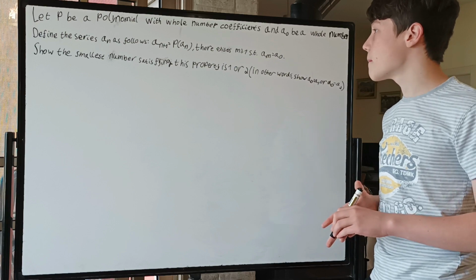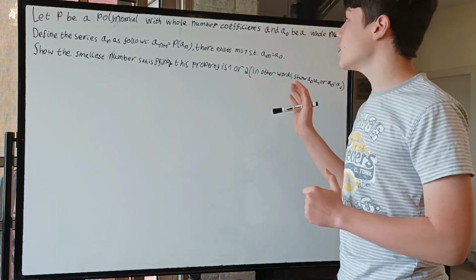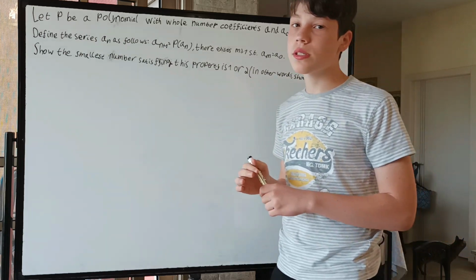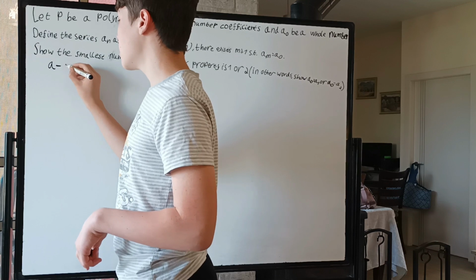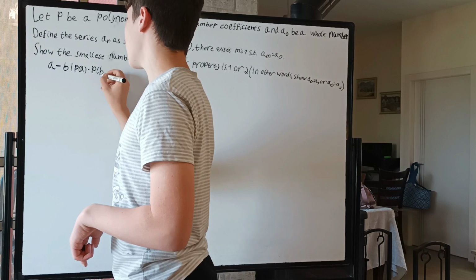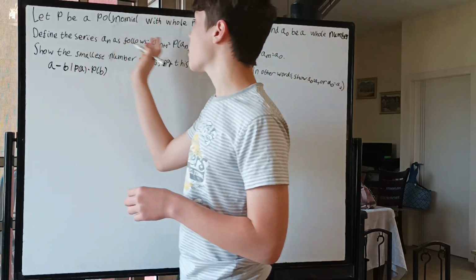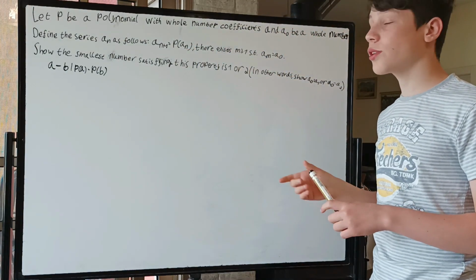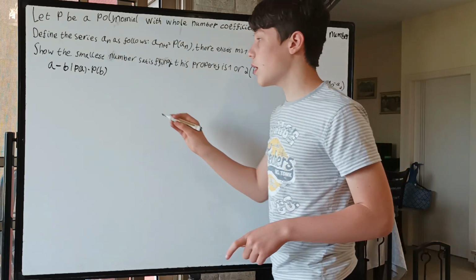So let's begin. For the first thing, when you see p is a polynomial with whole number coefficients, the first thing you should be thinking about is that for every whole numbers a and b, a minus b divides p of a minus p of b. And this is usually useful in questions with polynomials with whole number coefficients. If you're curious about why that's true, I'll leave it to you to prove it. It's not that difficult.